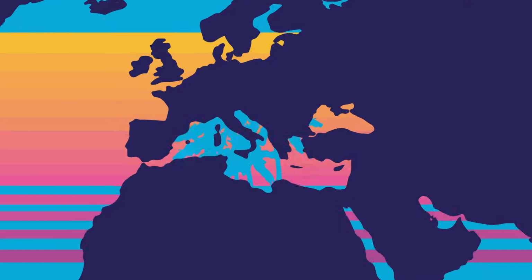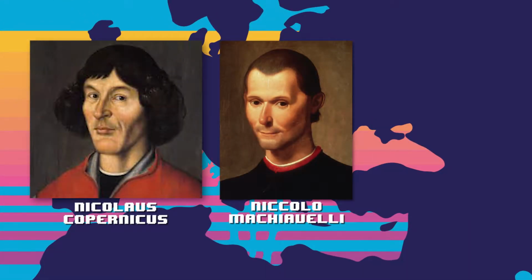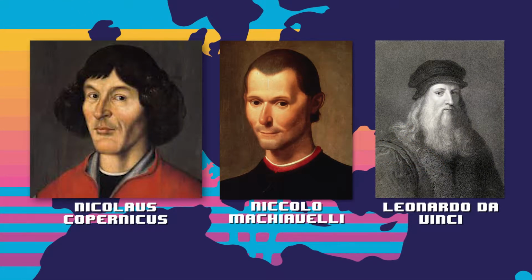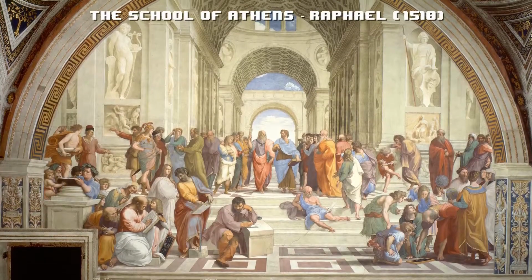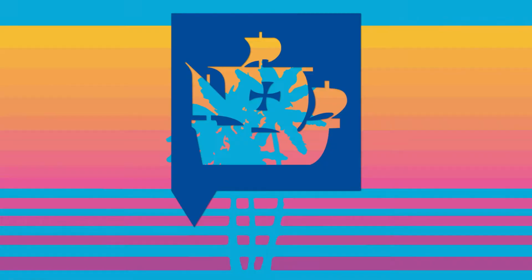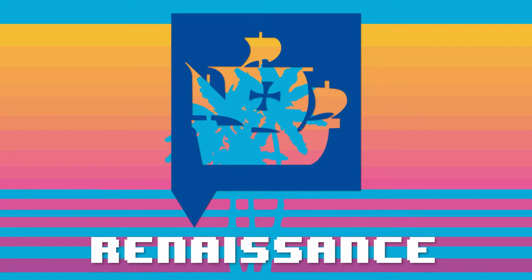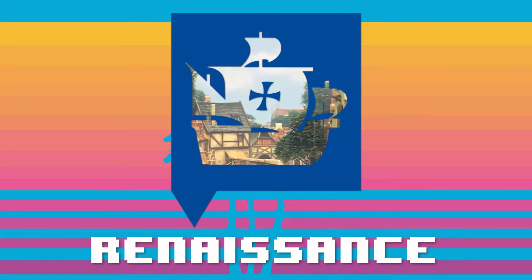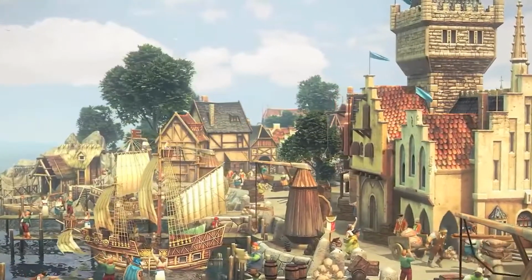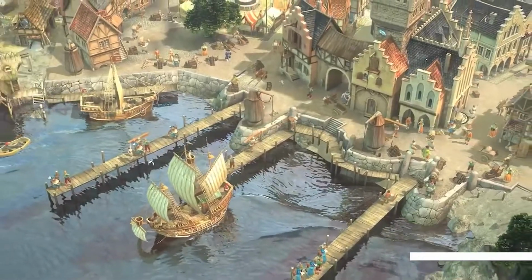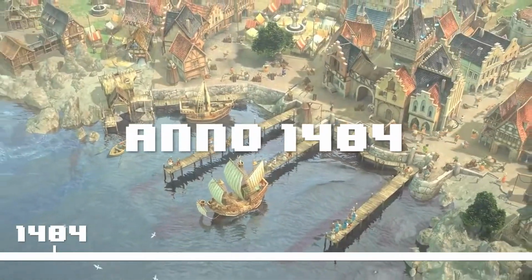Meanwhile, on the mainland, scientists, philosophers and artists started to question the church's rule and started looking back to the classical antiquity. The period came to be known as the Renaissance, where strategy games like the Anno series started focusing more on the expansion part. For instance, in 2009's Anno 1404, only a few games actually depict this time period.